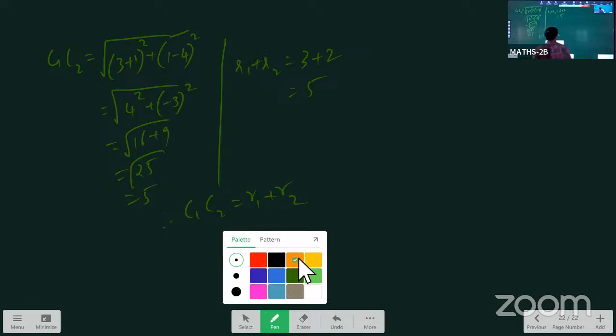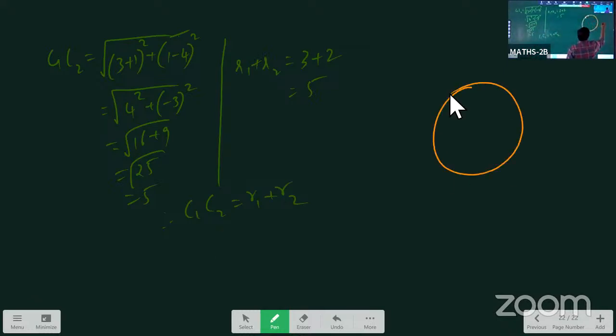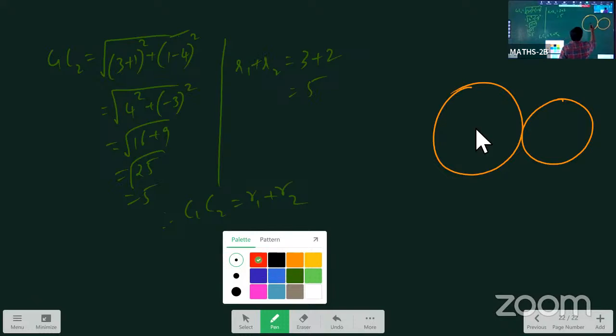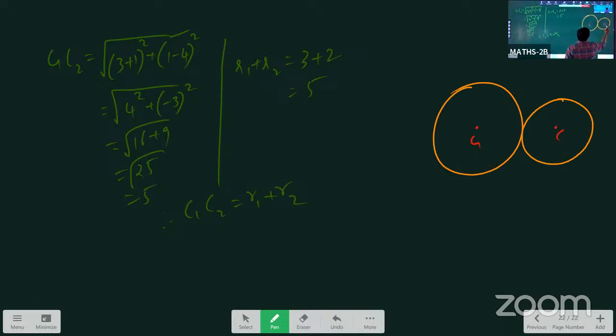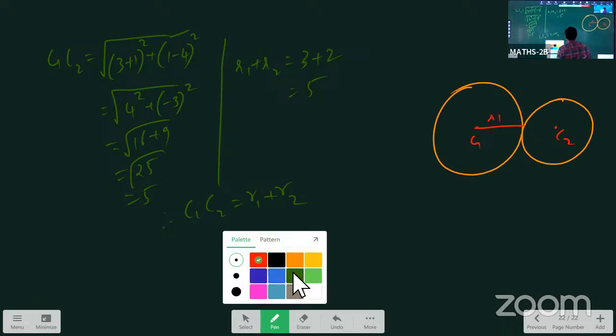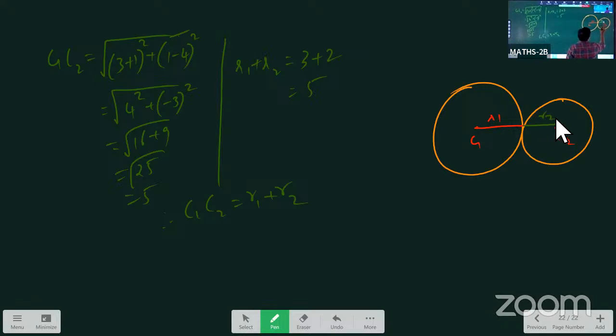See, C1C2 equal to R1 plus R2. When C1C2 equal to R1 plus R2, it means what? The circles touch each other, right? So the circles touch each other. So this is your C1, this is your C2, this is your R1, okay? This is your R2. Now exact distance, no? C1C2 equal to R1 plus R2. And this is your point of contact and this is your common tangent.